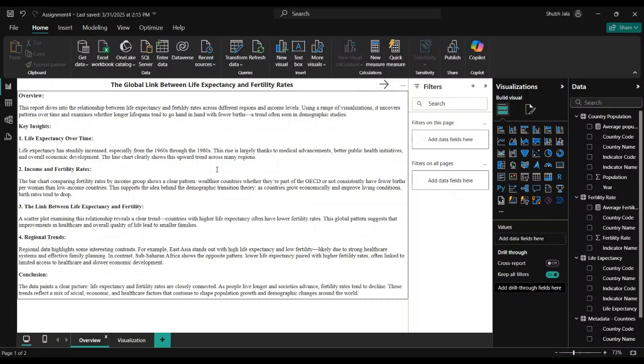So, the overall conclusion of this data set is that the data paints a clear picture. Life expectancy and fertility rates are closely connected. As people live longer and society advances, fertility rates tend to decline. These trends reflect a mix of social, economic, and healthcare factors that continue to shape population growth and demographic changes around the world.